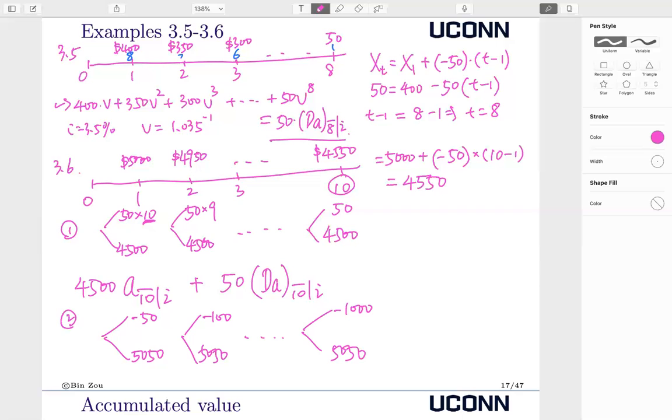So let's handle the level part first. This is easy, right? The size of the payment is $5,050. It's a standard annuity immediate for 10 years. So this is the present value. Now let's handle the strange part, which is negative. If you factor out this negative, it becomes 50, 100, 150 goes all the way to 1,000. So it's minus 50 IA.